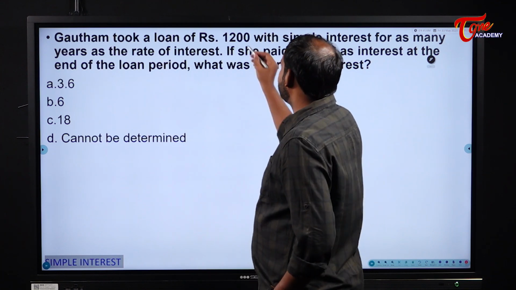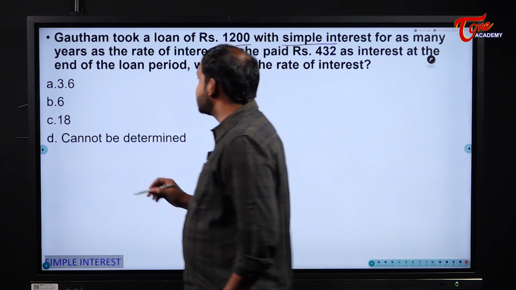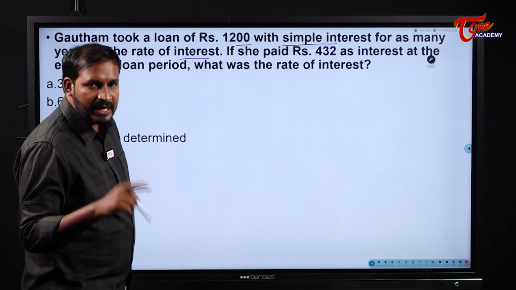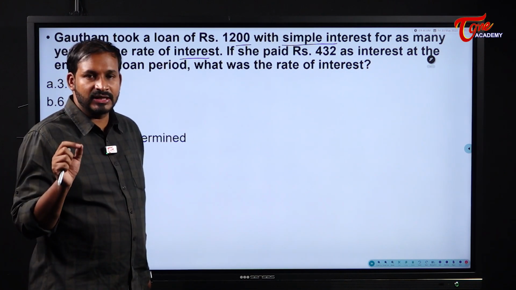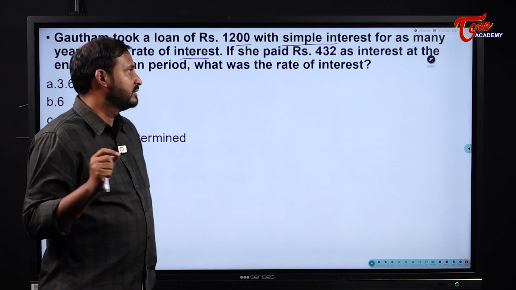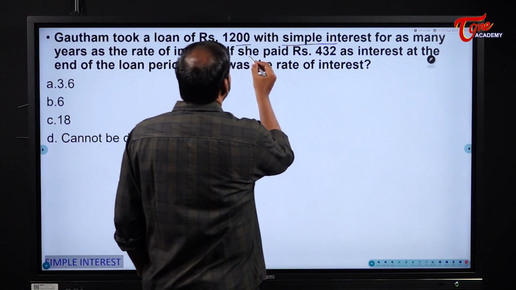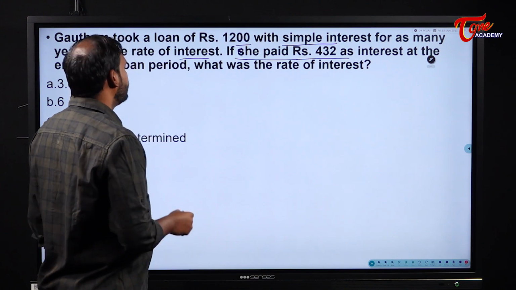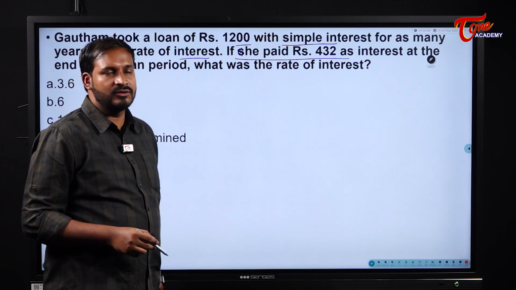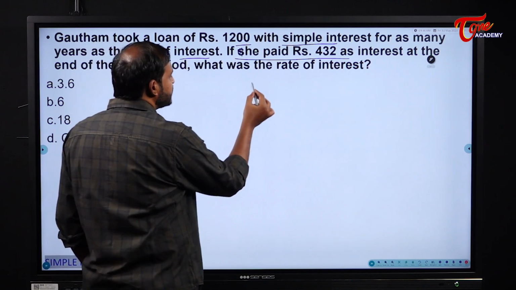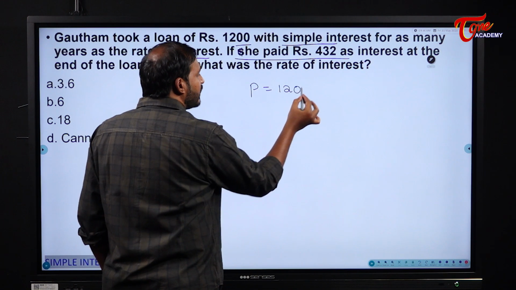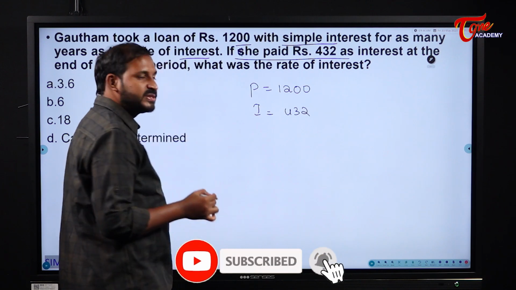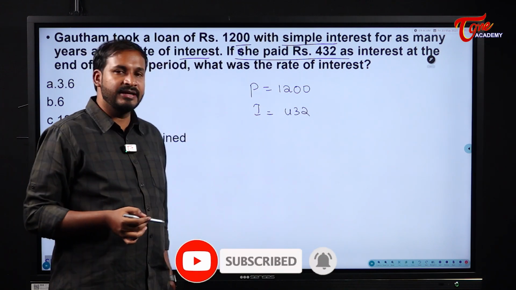Gautam took a loan of rupees 1200 with simple interest for as many years as the rate of interest. That means here both my time period and rate of interest, numerical values, are equal. If he paid rupees 432 as interest at the end of the loan period, what was the rate of interest here? Now see here, what is the principal? That is 1200. What is the interest he paid? Rupees 432.